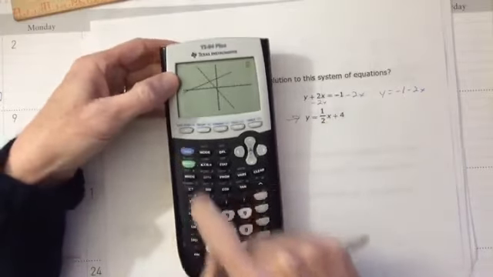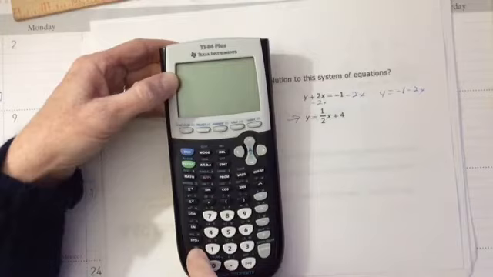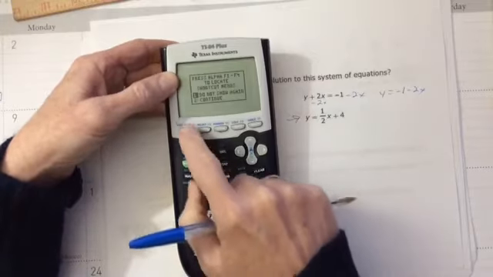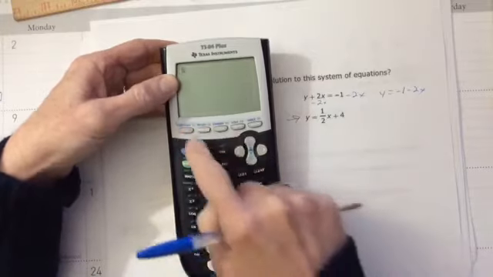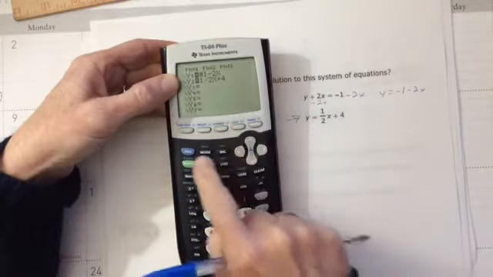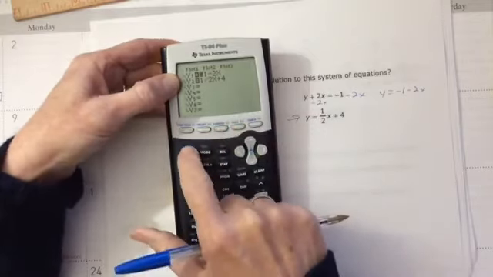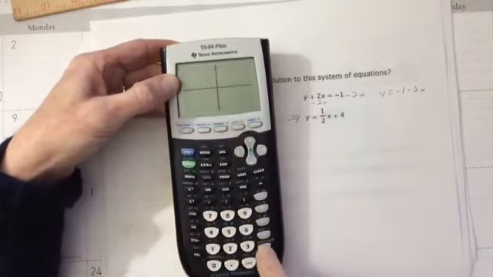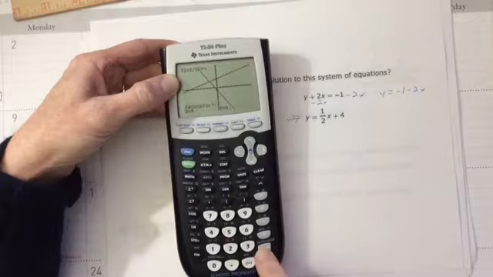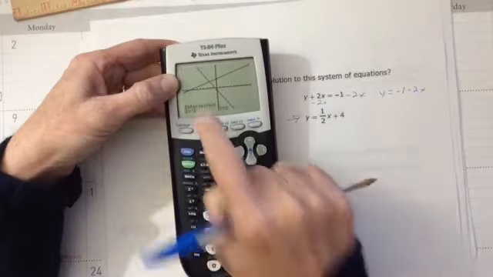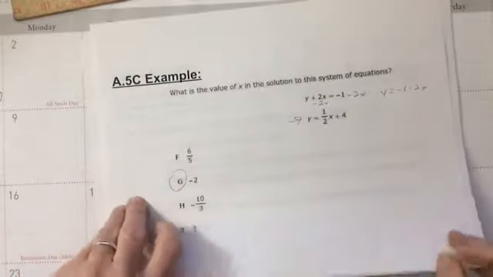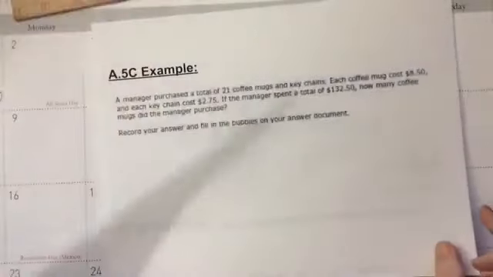I'm going to hit second off. I'm going to turn it back on. I'm going to hit y equals. And it's still in there. So, good. So I'm going to hit second, trace, 5. I'll be patient. Here we go. Enter, enter, enter. And we know our x is negative 2. So our answer is G.